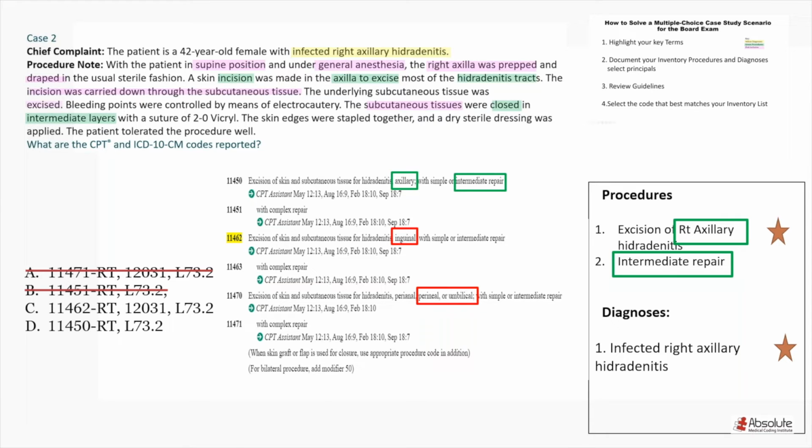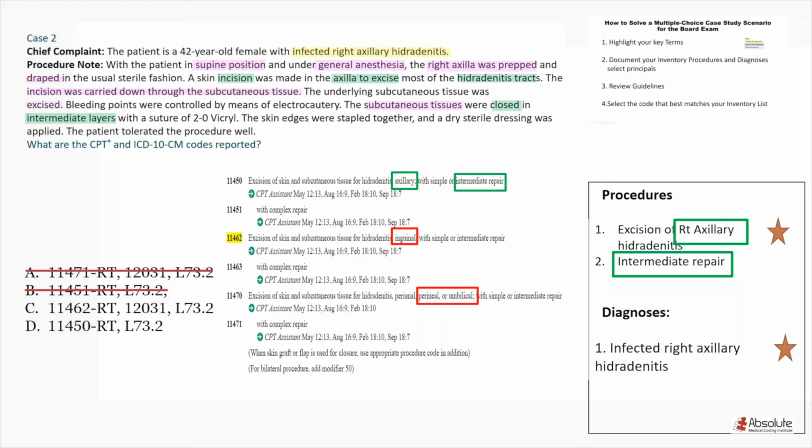Now let's look into option B, that is coding for 11451. Let's look into the code language. It is excision of skin and subcutaneous tissue for hidradenitis axilla with complex repair. Well, we got the first portion correct. It is coding for excision of hidradenitis in the axilla, but the second part is with a complex repair. Cross-checking with the procedure inventory, once again we have excision of hidradenitis performed in the axilla, but it was an intermediate repair in our scenario, not a complex repair. That eliminates option B as well.